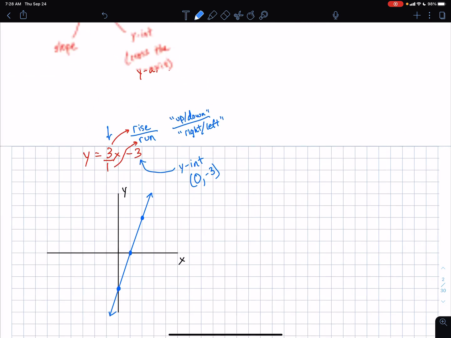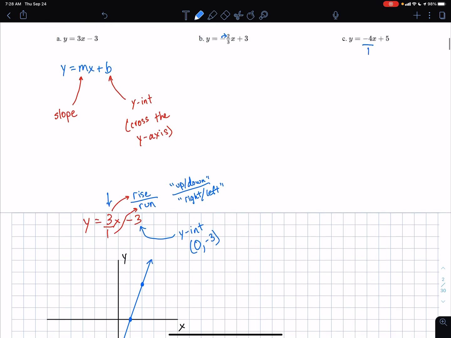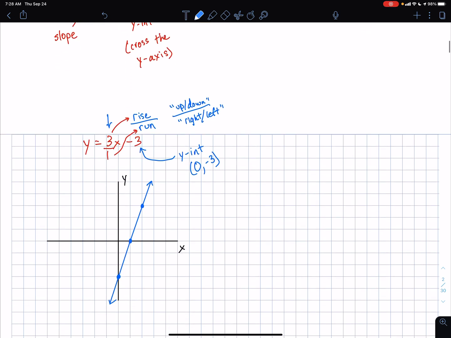Now, if you look at the other ones, it's going to be the same idea, but we have different slopes, different y-intercepts. Notice the next two are negative. And so always kind of think about attaching that negative to the top number. And so in B, our rise will be -2. That means you'll go down 2. Our run will be +3, so right 3. And then remember in C, we'll think of that as -4 over 1. And so once we get our y-intercept, we'll go down 4, right 1 each time to produce new dots.